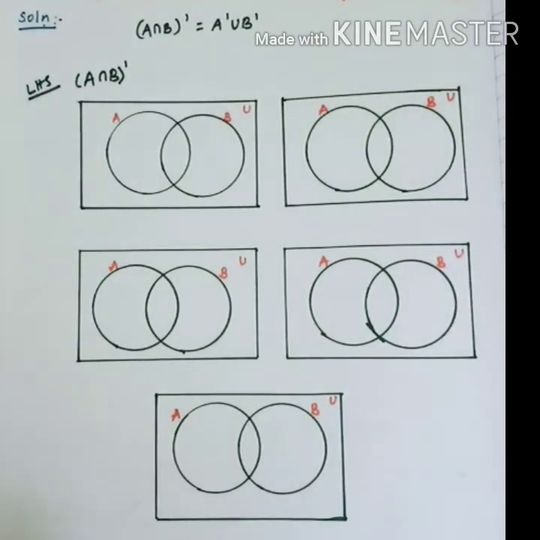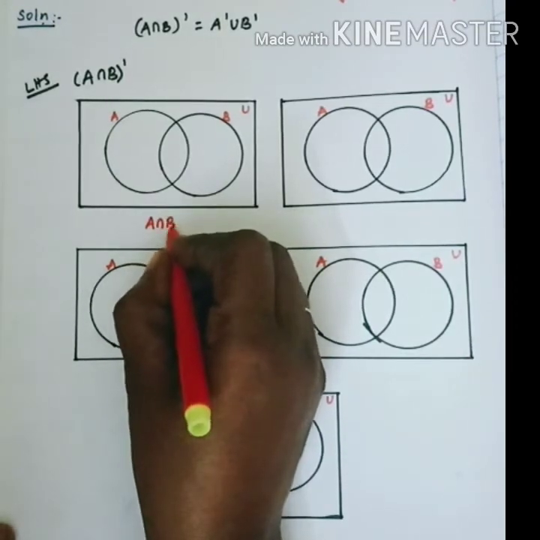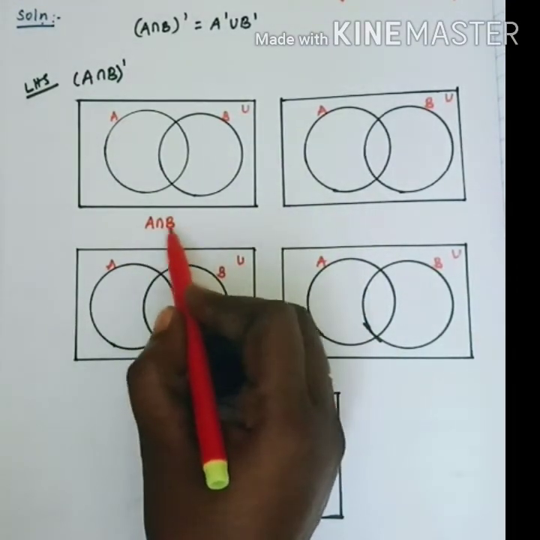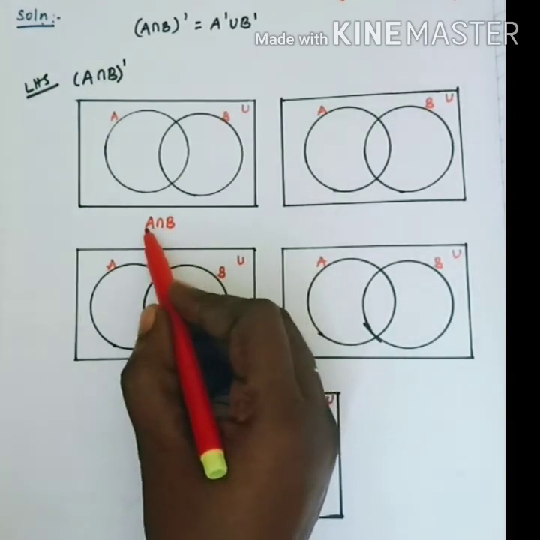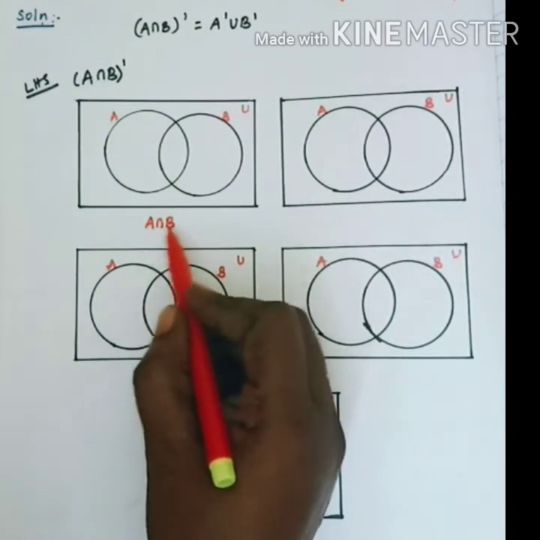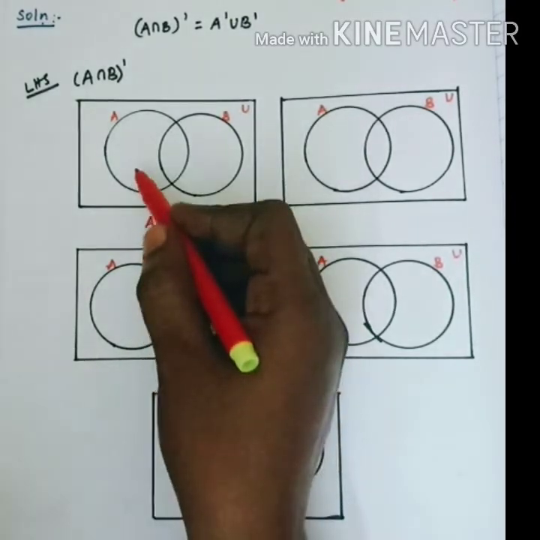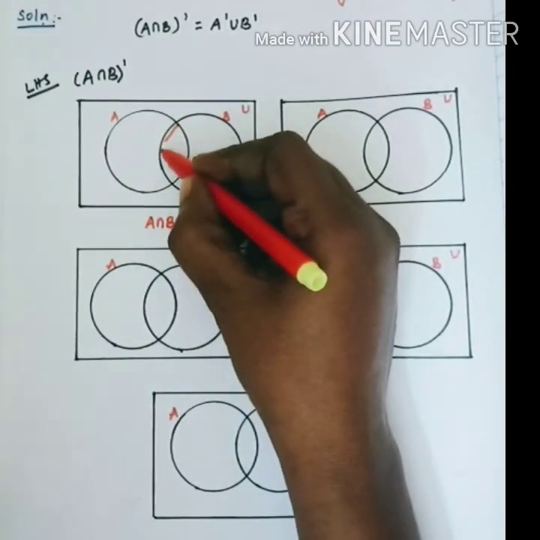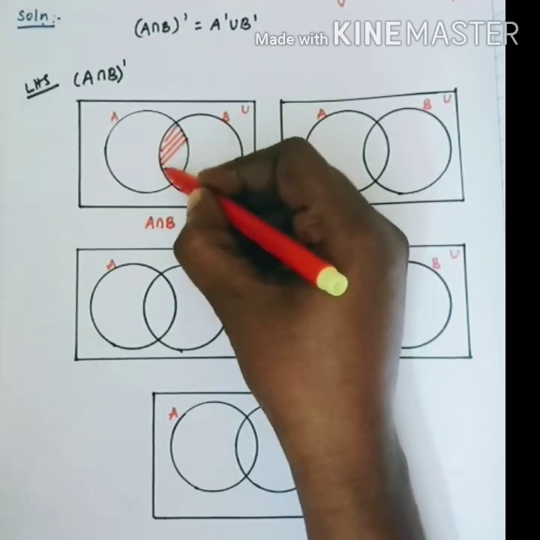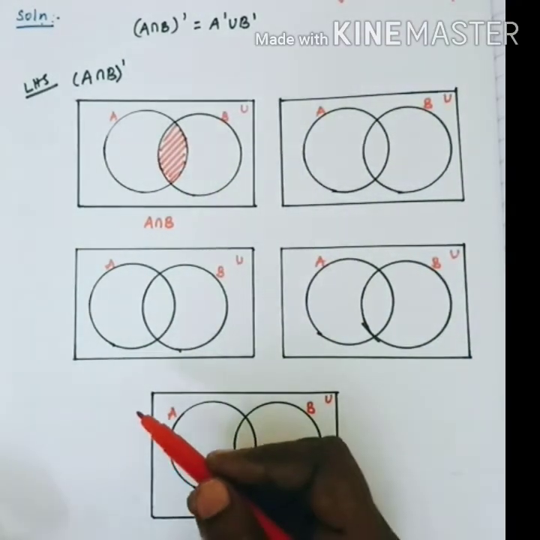So first identify A intersection B alone. A intersection B means we have to shade the common element. Intersection means common. So we have to shade the common portion in both the sets A and B. Which is the common portion in both the sets? The center part. This is the common portion, isn't it? So we shade this, and this is your A intersection B.